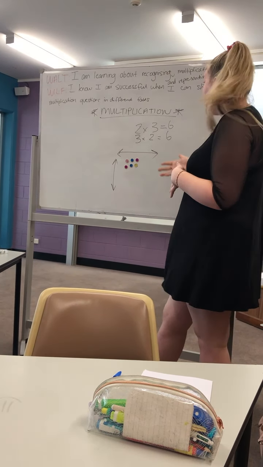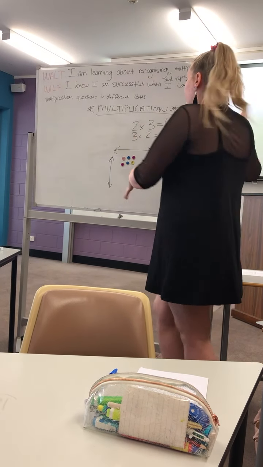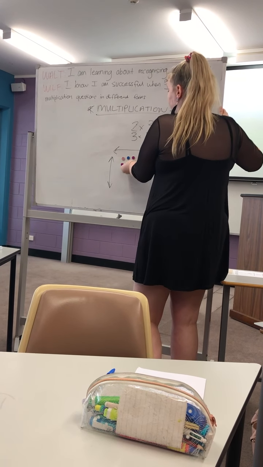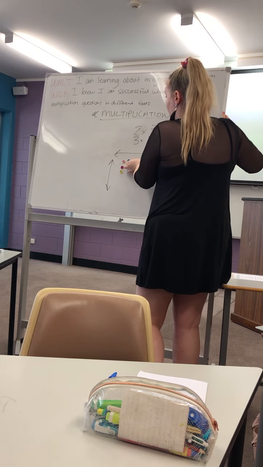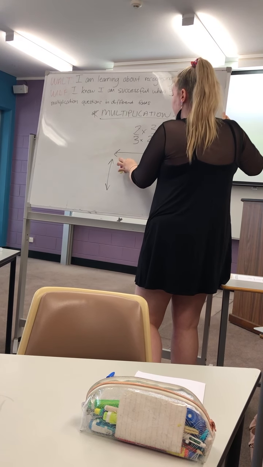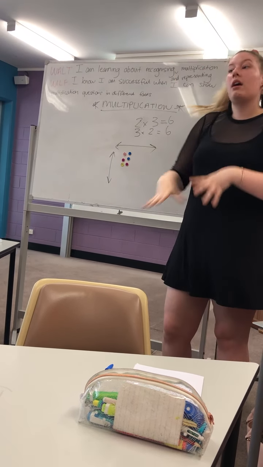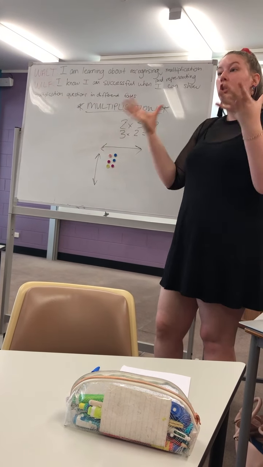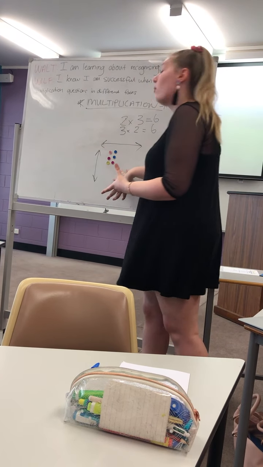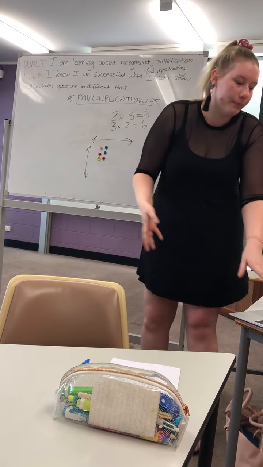If I change them around and do my 3 groups of 2, I move my counters again. So now I've got 3 going down and 2 across. But as you can see, I'm still using the same amount of counters. I'm not changing it. All I'm doing is changing how we're showing and representing the problem.